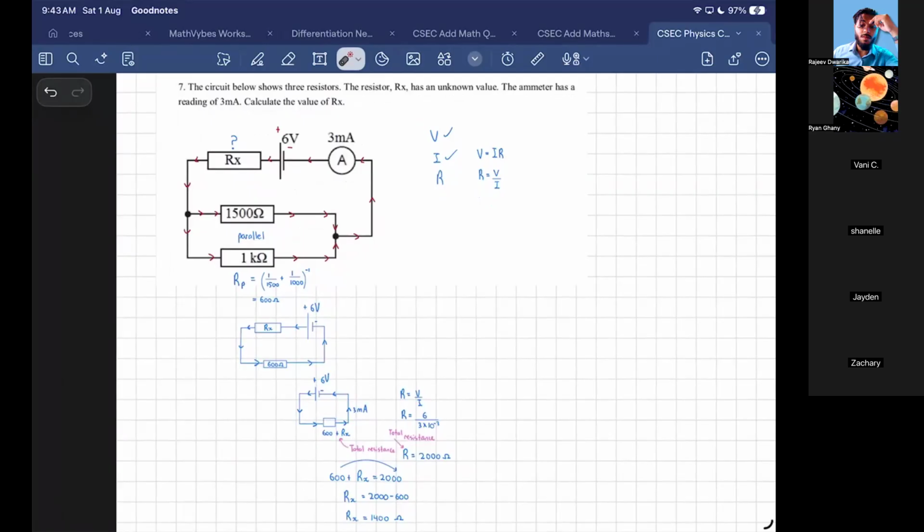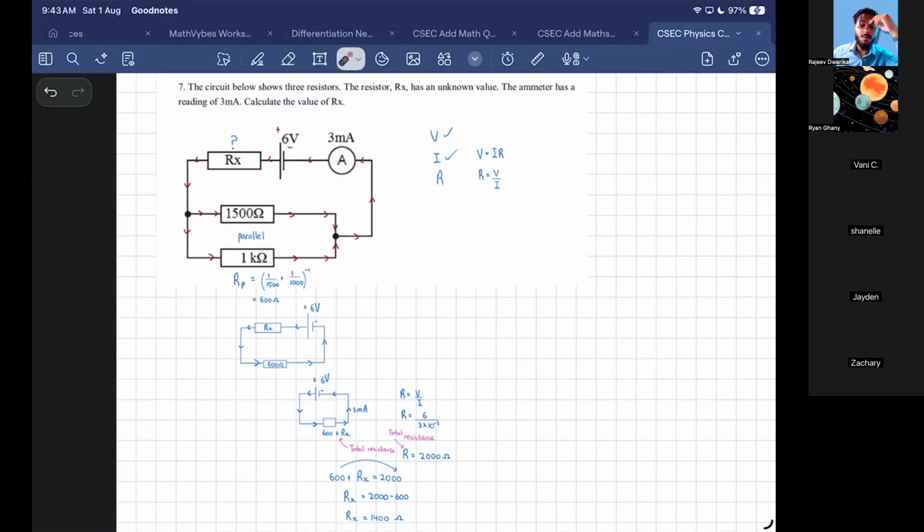Alright, so first you find the total resistance. How do you do that? You add... It's a parallel circuit, so you find the total resistance. Yeah, 1 over 1500 and 1 over 1000 to get 600 ohms, and that's the total resistance.